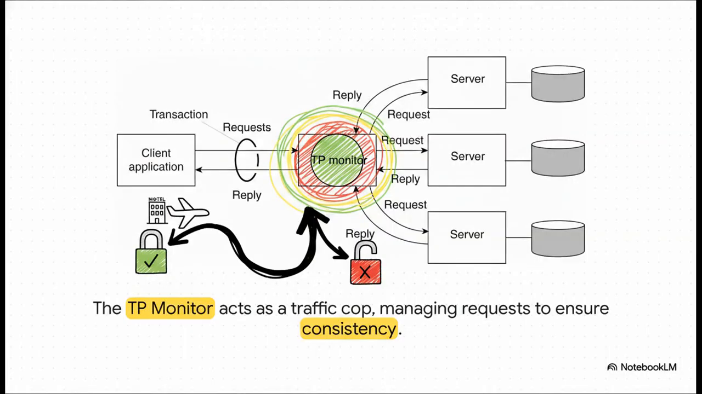So how on earth do they manage all that, especially when a single action might involve multiple databases? Well, meet the hero of the story, the Transaction Processing Monitor, or TP Monitor. It's literally a traffic cop for data. Imagine you're booking a flight and a hotel at the same time. The TP Monitor makes sure that both bookings go through. If the hotel booking fails for some reason, it automatically cancels the flight booking too. It's the thing that guarantees that all or nothing rule.